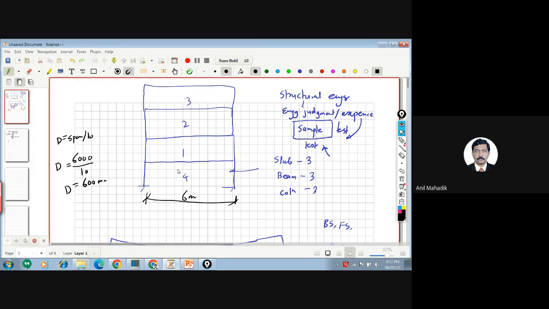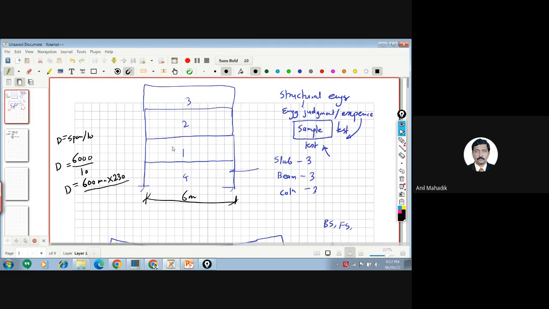Once I get this depth, I will assume the width. Generally we take the width as 230 mm as per general practice. We have wall loads of 150 mm, and the code allows sizes of more than 200 only for beams and columns, so we will assume 230 mm. It is a standard practice. Once you get this size, then you can calculate the loads.